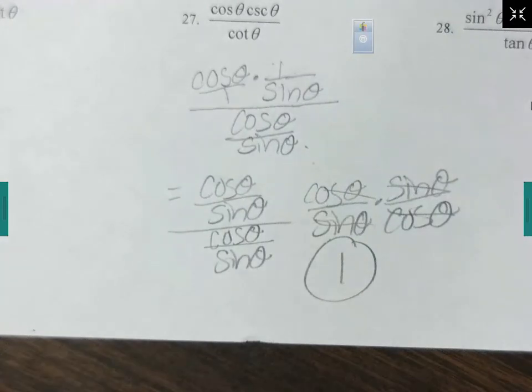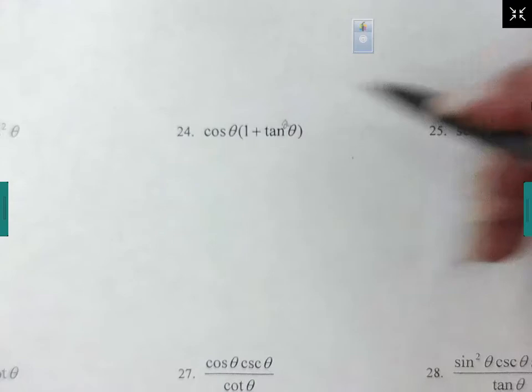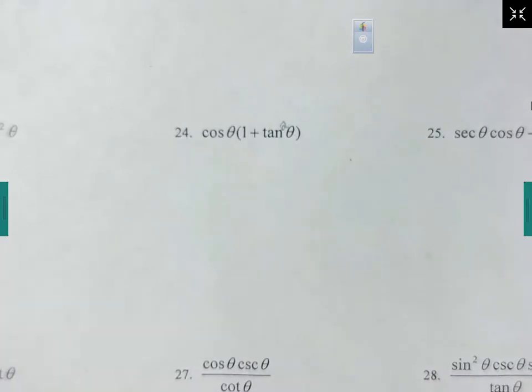On number 24, there was an error. That should be 1 plus the tangent squared of theta. Look right here, number 24, and please make sure that it is 1 plus the tangent squared of theta.